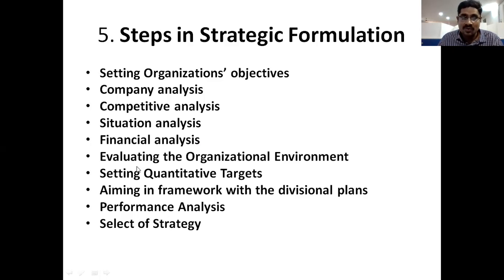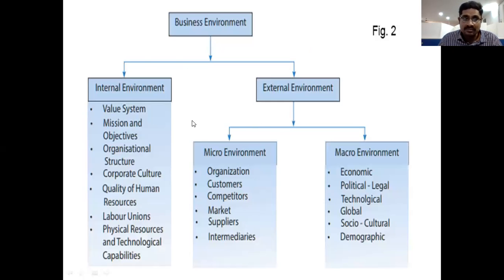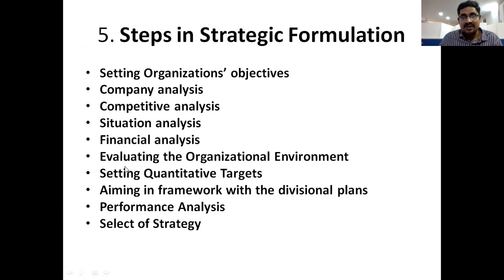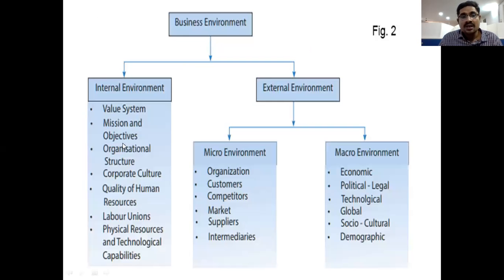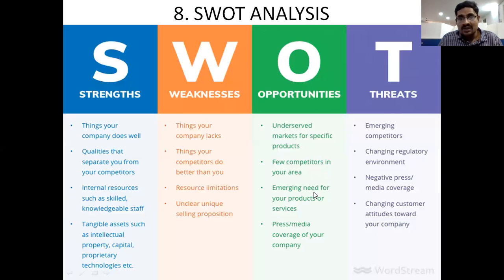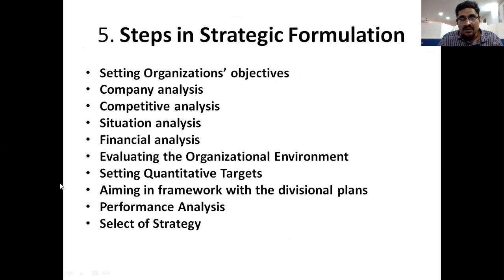And next comes the sixth point, evaluating the organizational environment. Here environment means, as I already told you, the internal environment and the external environment. The external environment has two types, micro environment and macro environment. Here, evaluate means list out merits and demerits of the organizational environment. Simply, merits and demerits of internal, and merits and demerits of the external, micro and macro. So simply, SWOT analysis.